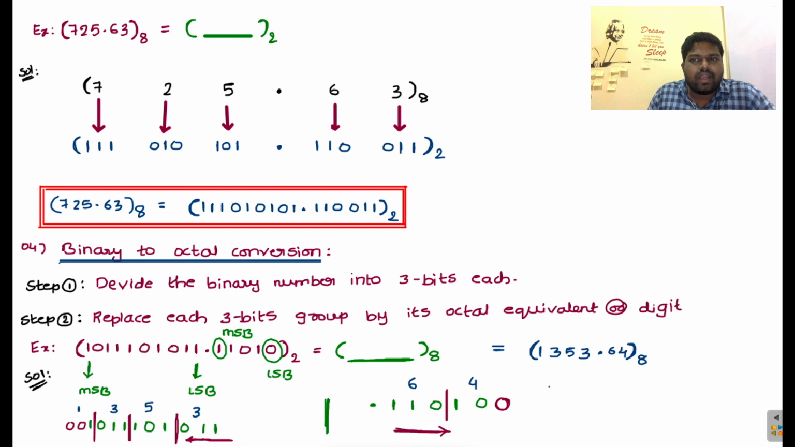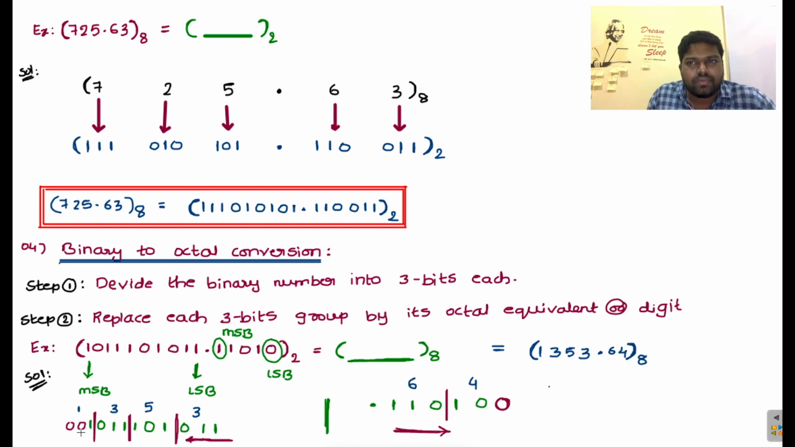If you want to divide into 3 bits each, you can move from the least significant bit to the most significant bit for integer conversion. When you go for fractional conversion, you can move from the most significant bit to the least significant bit, that means left to right. So just observe here. Here I can move from the least significant bit to the most significant bit for division into 3 bits, right? So now 110 is one group, 101 is another group, and the next 110 is another group, and the last bit is 1, so the last group has only one bit.